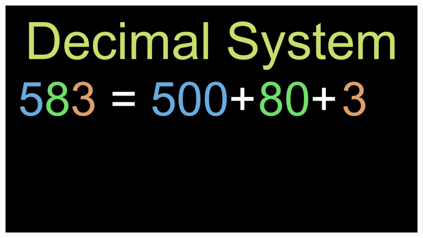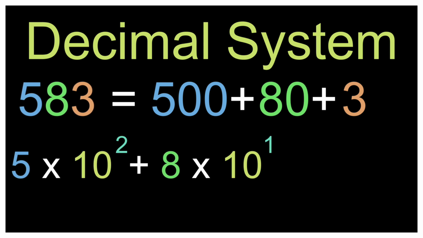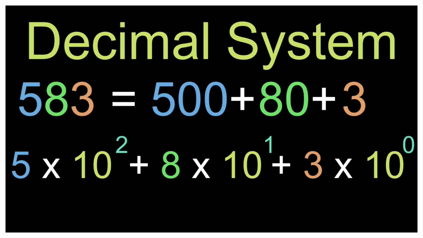We can also write it using powers of 10. 5 times 10 squared, 8 times 10 to the first power, 3 times 10 to the power of 0. Remember, any number raised to the power of 0 is 1.